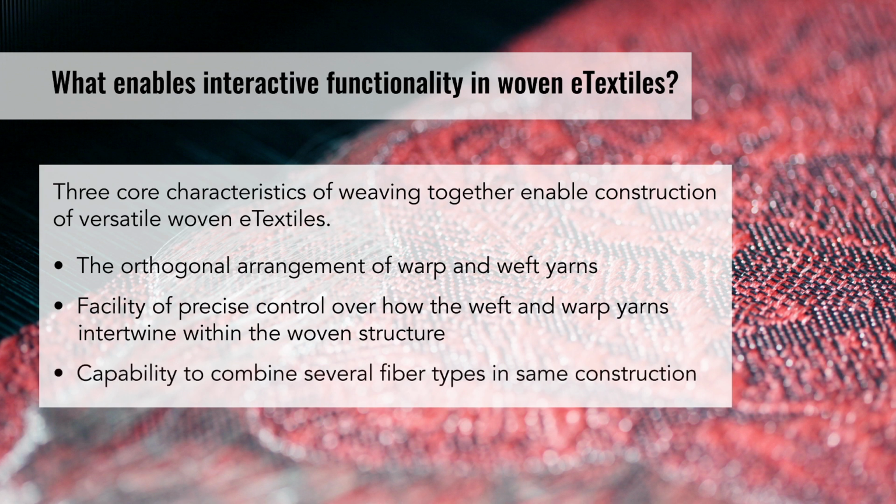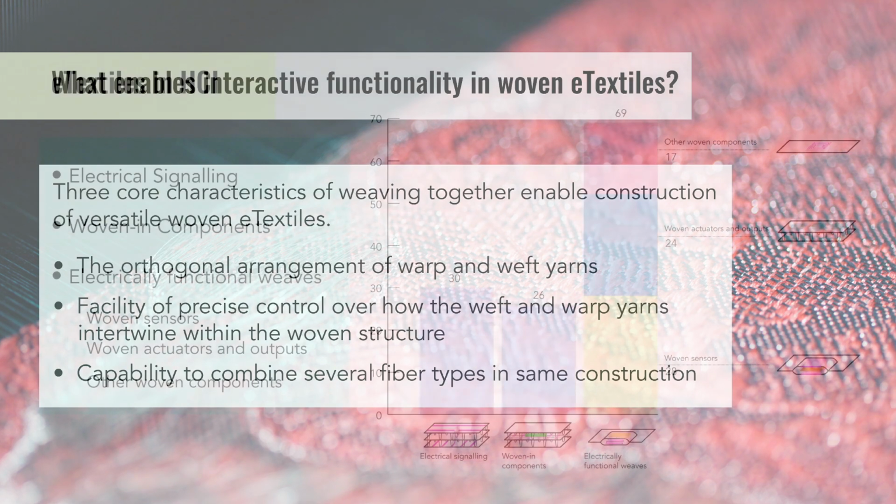Thirdly, because several fiber types can contribute to the woven textile, the resulting construction may take advantage of multiple individual materials' characteristics. All those contribute to the construction of multi-material composites, which benefit from the distinct properties of various materials, allow integration of complex circuit topologies, and can also consider the visual and tactile surface characteristics of woven eTextiles.